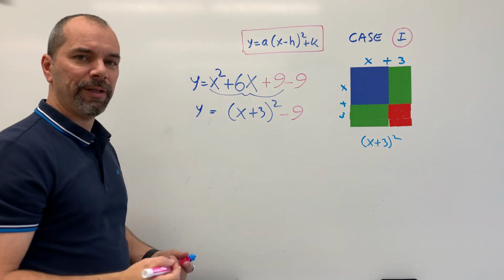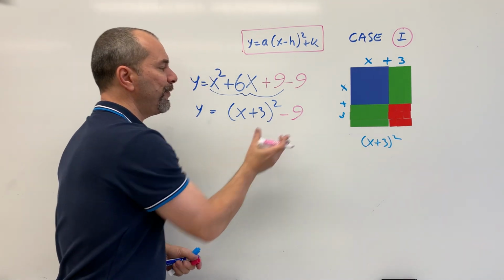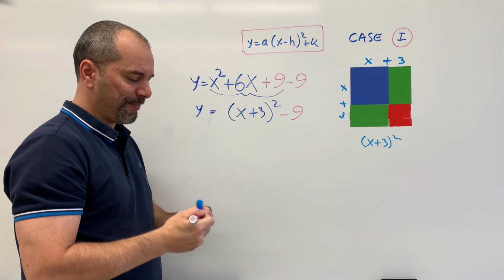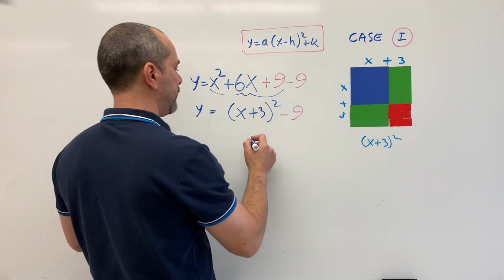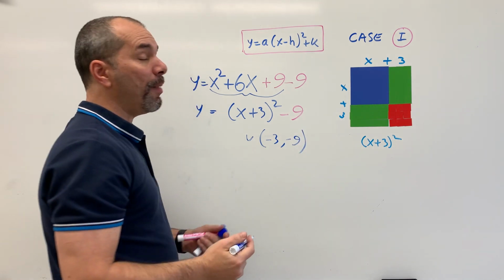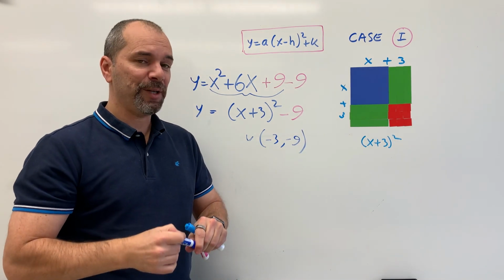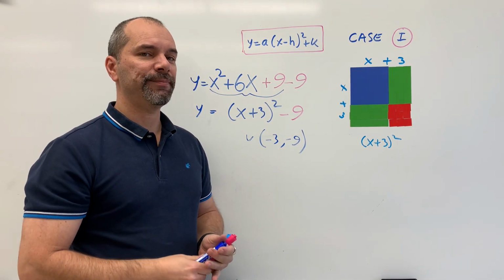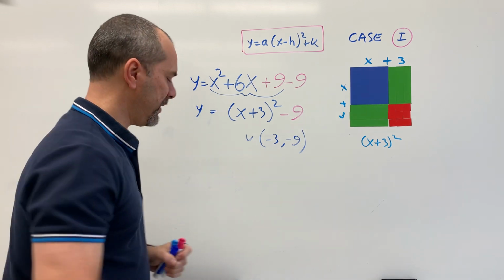And what do you notice? We have vertex form already here. So now we could say perhaps that the vertex is minus 3 and minus 9. That is how we complete the square with case number 1. Let me give you one more example.